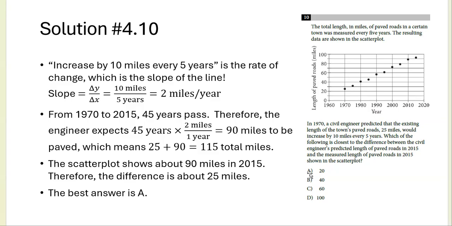And the closest choice is choice A. So that's the best answer. So the key point here is this 10 miles every 5 years. That's slope.